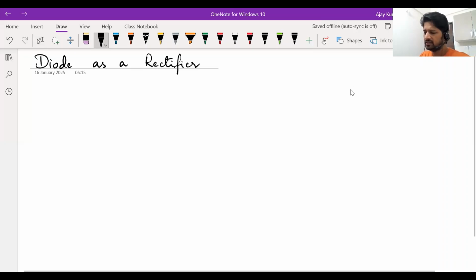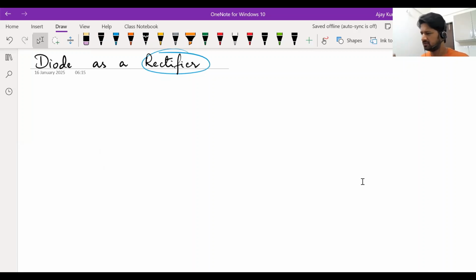Right? So let's understand how a diode can be used as a voltage rectifier. Now, basically, what is rectification? In a generator, or hydroelectric power generators, the voltage that is generated, or the EMF that is generated, is an alternating EMF.